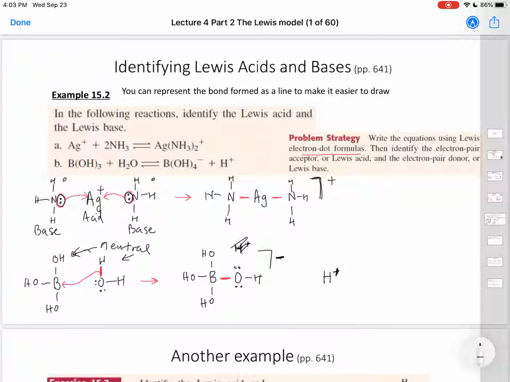So again, who is donating electrons? Where's the arrow originating from? It's the water, right? The water is donating the electron pair. So this is your base, and your boron is your acid. And it's very easy to know that because remember, the boron is electron poor.